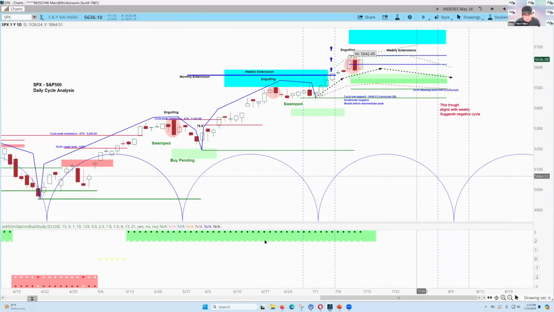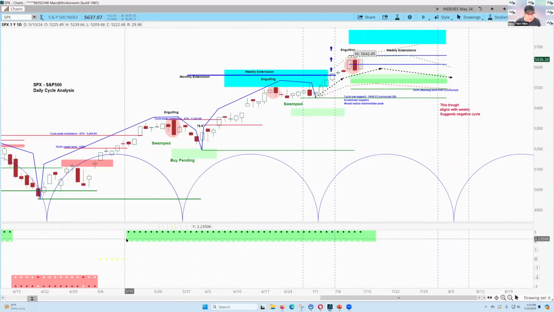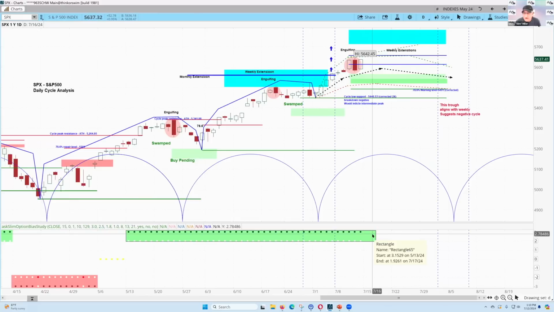Also look on the bottom, the option bias study. This one tells you what direction to keep your options biased in that particular symbol. It has been positive back over here since May 13th, even through these minor corrections right over here. It has told you, stay on the long side, no lie.